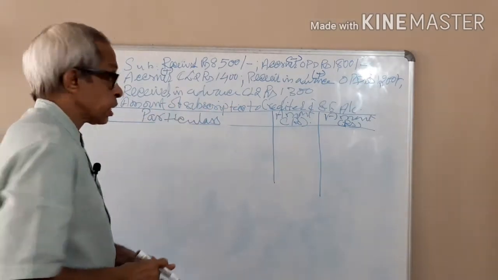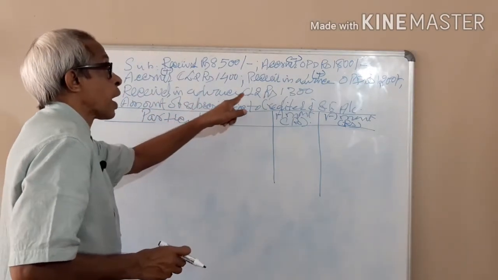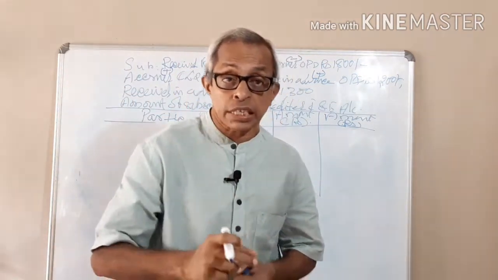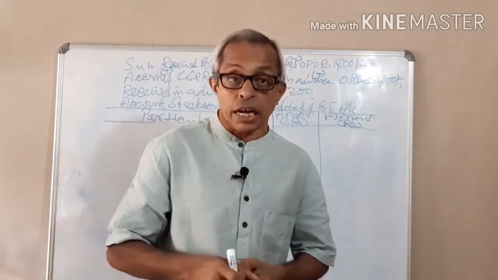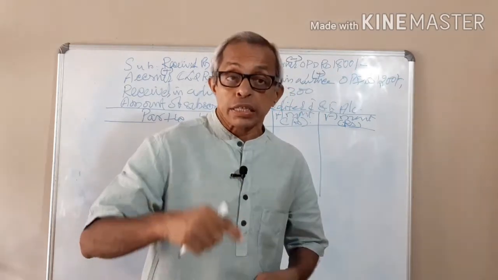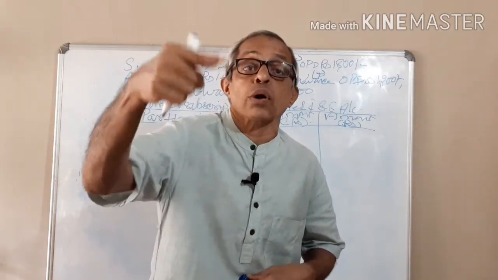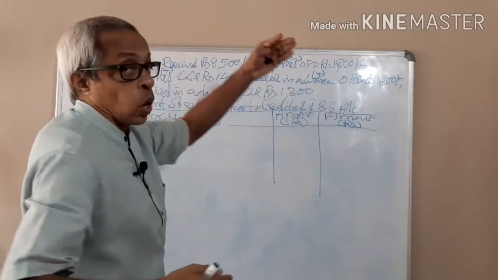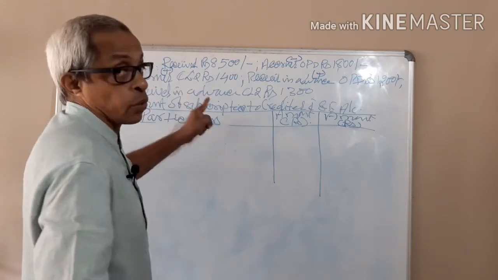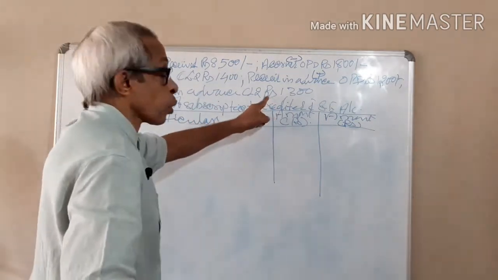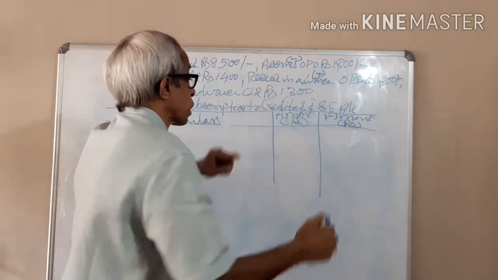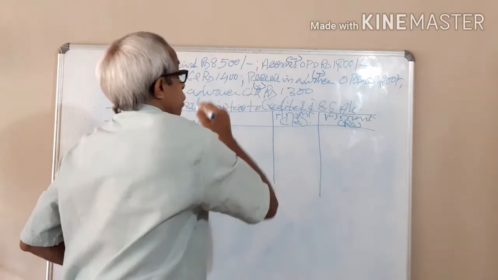And the last one is subscription received in advance on closing date. Subscription received in advance on the closing date means subscription received during a year but does not belong to current year, that is, that belongs to coming years or future years. Therefore, from the total amount of subscription received, we have to deduct subscription received in advance on closing date, not on the opening date. Subscription received in advance on the closing date should be deducted. So, these 1,300 should be deducted.